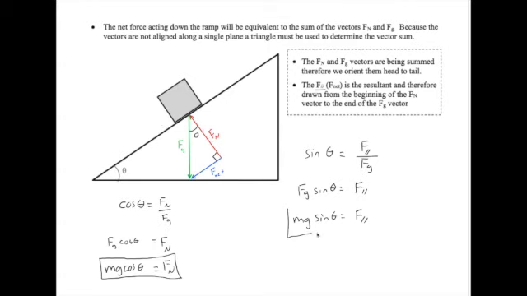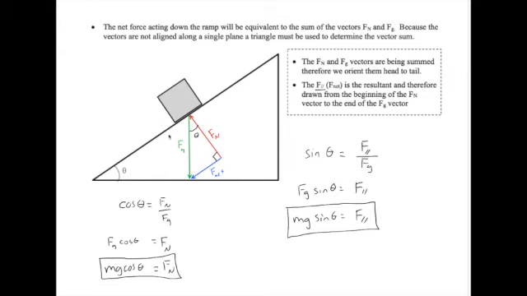Now this is another one that's going to come up a lot, and so I'd highly recommend just memorizing that one. Force parallel, which is the net force summing up the force of gravity and the force normal, and then force normal on a ramp, which is that one there.